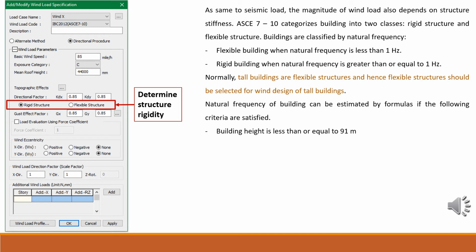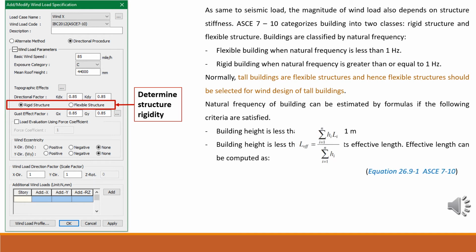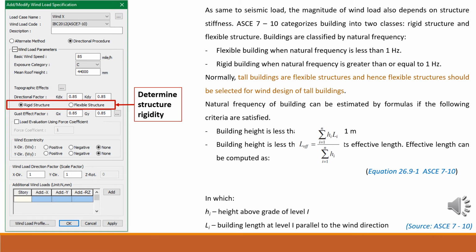Building height is less than or equal to 91 meters. Building height is less than 4 times its effective length. Effective length can be computed as follows. From now on, I will spend a few seconds for you to take a closer look at the formulas.